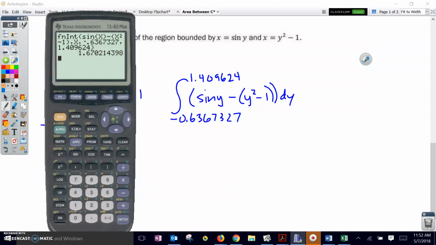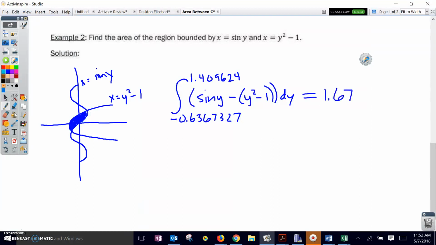So 1.670 is going to be the area of this region. And that's the end of example 2.